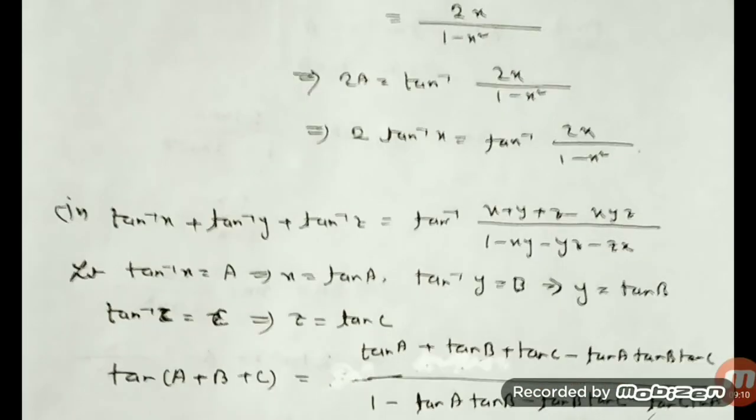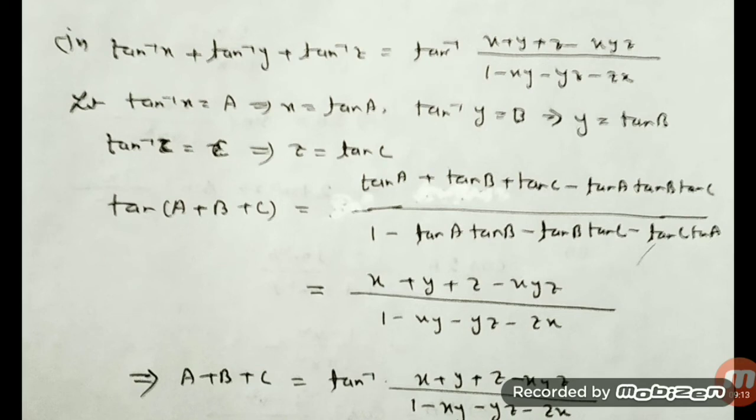Here I add one more result for 3 variables. That is tan inverse of x plus tan inverse of y plus tan inverse of z is equal to tan inverse of (x plus y plus z minus xyz) by (1 minus xy minus yz minus zx). Here, as you have 3 different variables, you have to name them A, B, C. Tan inverse of x equal to A, x is equal to tan A. Tan inverse of y equal to B, that gives you y equal to tan B. And tan inverse of z is equal to C, that gives you z is equal to tan C.